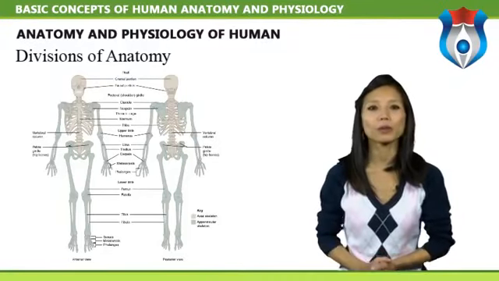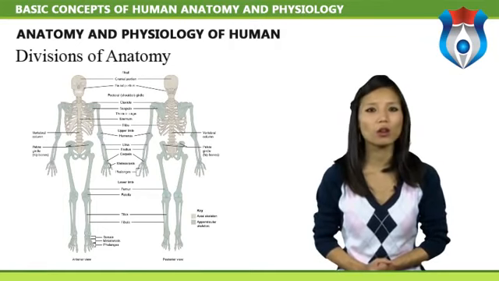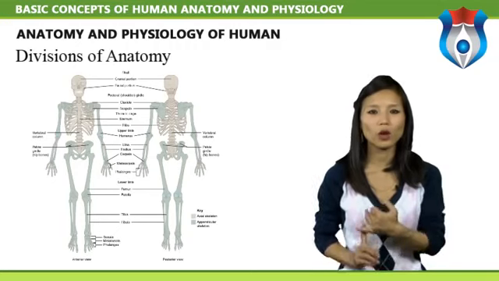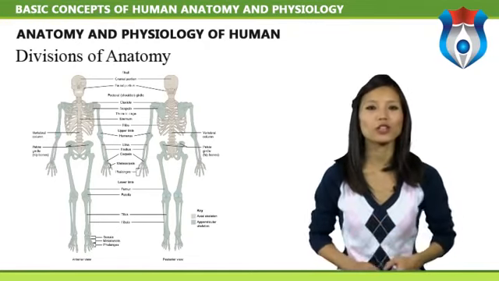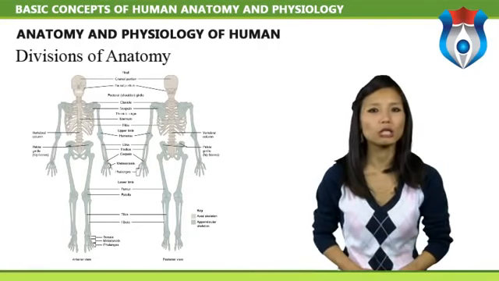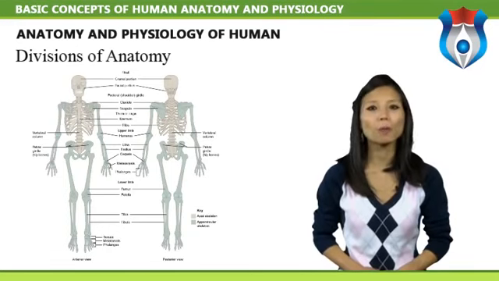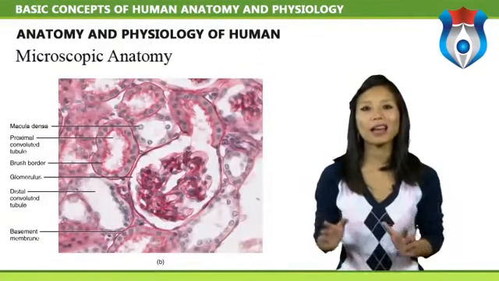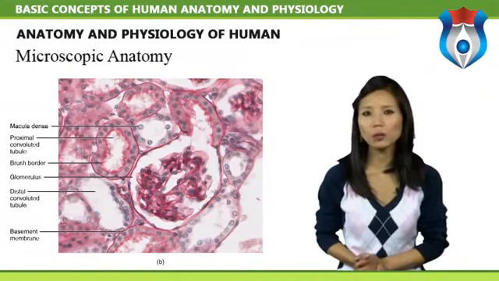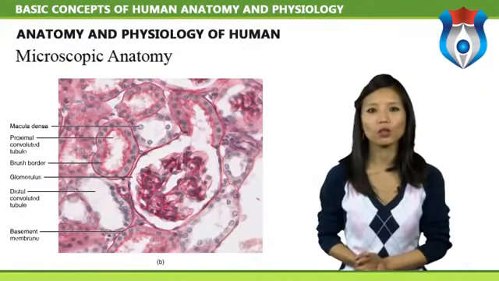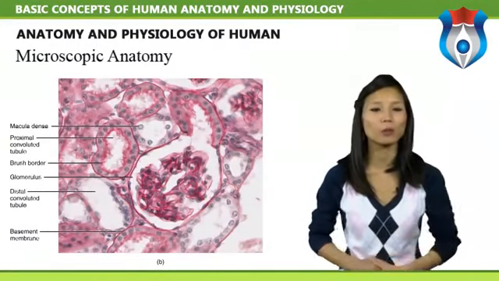Divisions of anatomy. Anatomy can be divided into different specialties based on degree of structural detail under consideration, specific processes, and medical application. On the basis of structural detail, we have microscopic anatomy and gross anatomy. Microscopic anatomy deals with structures that cannot be seen without magnification. The limits of the equipment used determine the boundaries of microscopic anatomy.